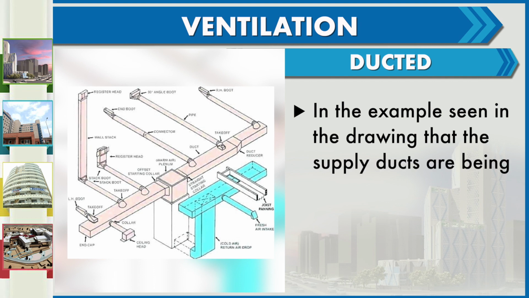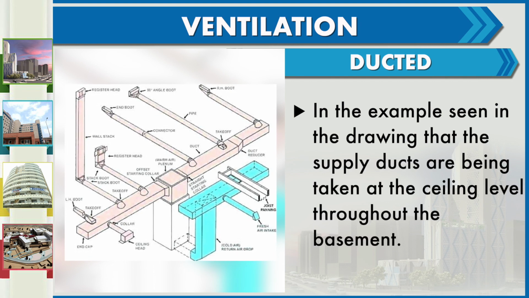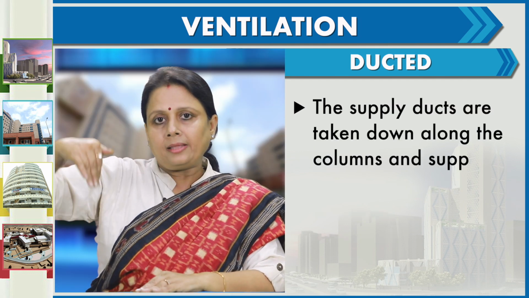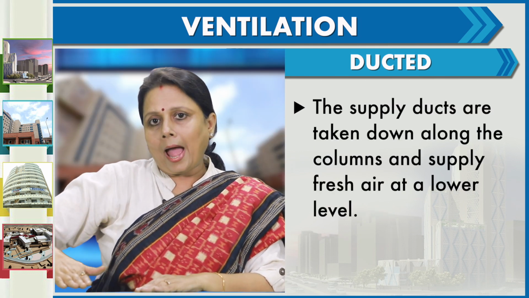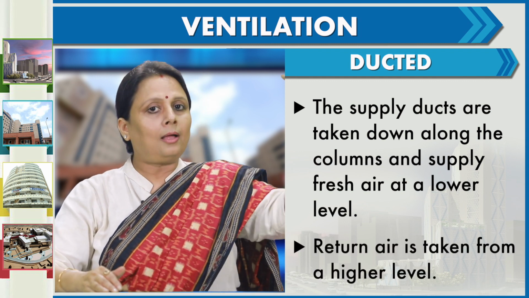In the example seen in the drawing, the supply ducts are being taken at the ceiling level throughout the basement. The supply ducts are then taken down along the columns and the supply of fresh air is at a lower level. Return air is taken from a higher level.